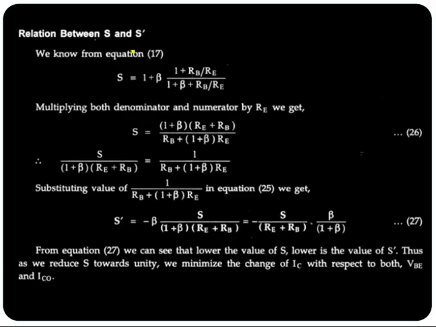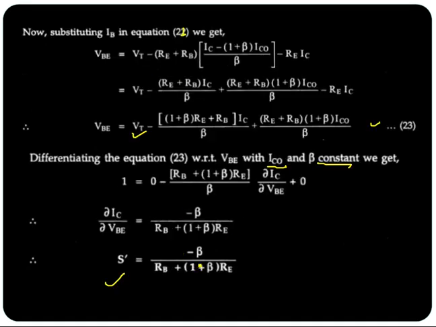Now what is the relation between S and S dash? We know that S is 1 plus beta into 1 plus RB by RE divided by 1 plus beta plus RB by RE. So multiplying both denominator and numerator by RE, you get an expression like this. Then S is equal to S by 1 plus beta into RE plus RB, you get an expression like this. So this 1 by RB plus 1 plus beta RE, what is that? You just got it here. Minus beta by RB plus 1 plus beta RE is here.